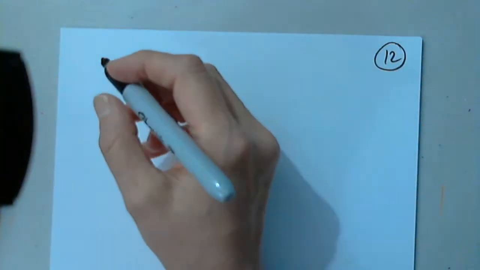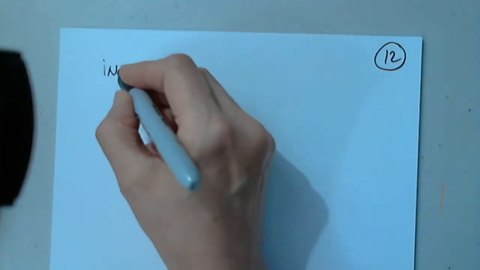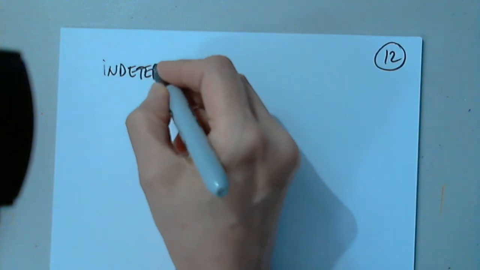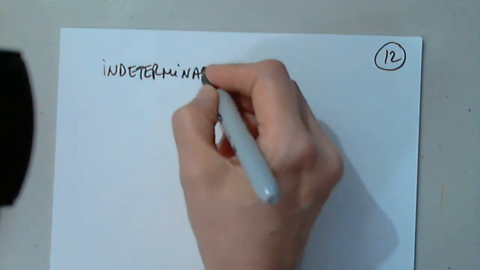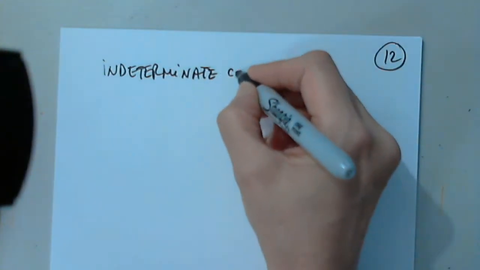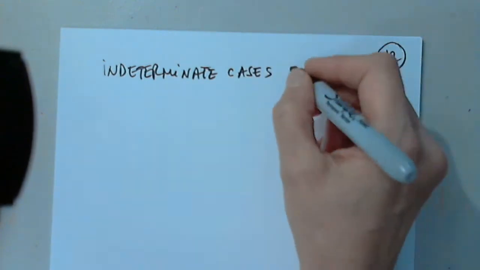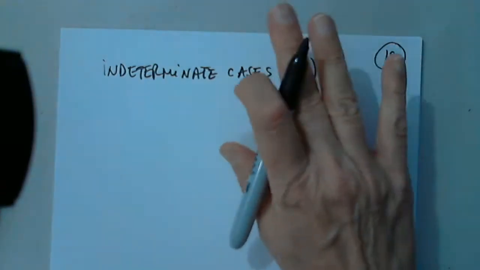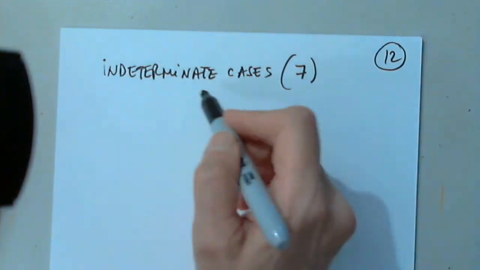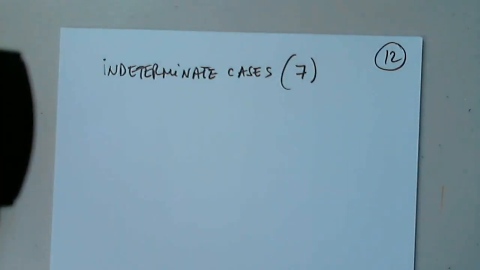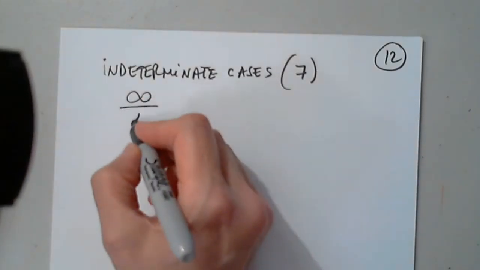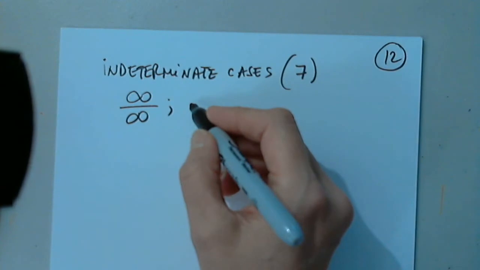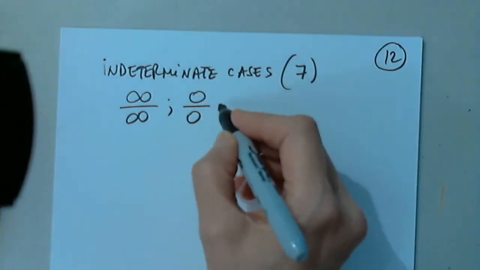Can anyone refresh our memory on the indeterminate cases that we looked at? We know the total is 7. We haven't seen all of them, but can anyone refresh our memory on how many we saw and which ones? Infinity over infinity. Excellent. 0 over 0. Excellent.